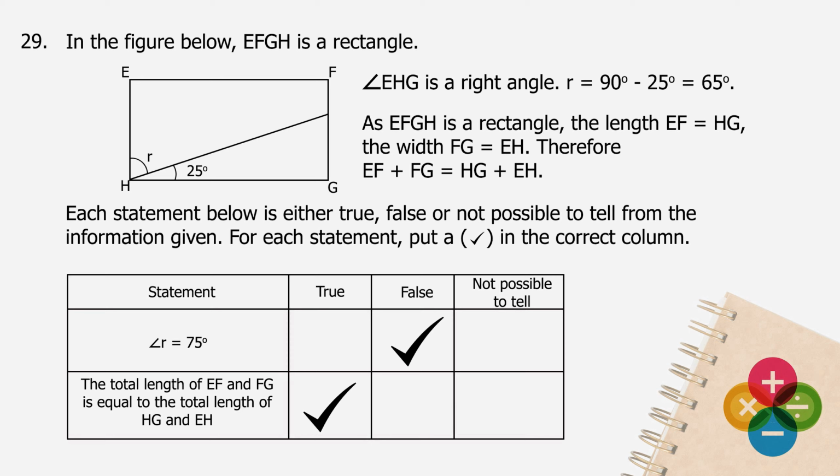EFGH is a rectangle. Therefore, the length EF is equal to HG. The width FG is equal to EA. The total length of EF and FG is equal to the total length of HG and EA. The statement is true.